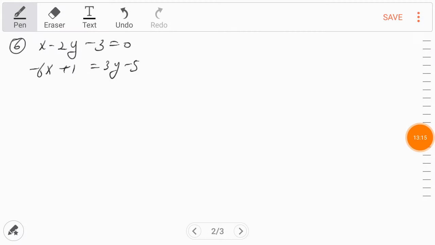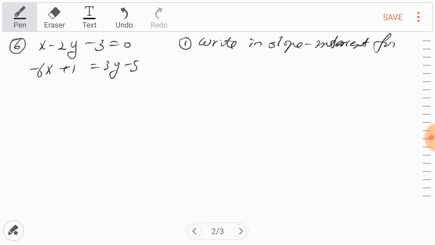Okay, number 6, there are 2 equations and we want to determine whether these 2 lines are parallel, perpendicular, or neither. In order to determine that, we have to check the slope. In order to find the slope, we have to write the equation in slope-intercept form, which means y is equal to mx plus b. Then the coefficient of x is the slope. That's what we have to do.